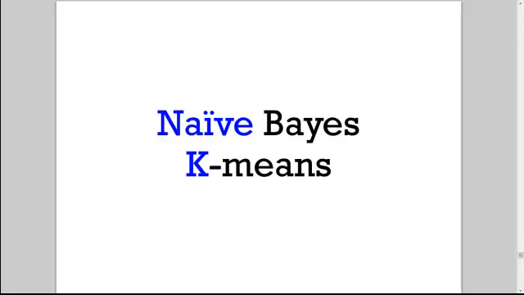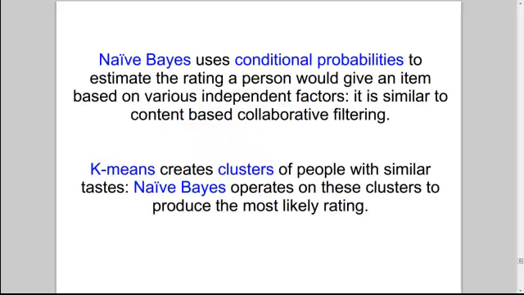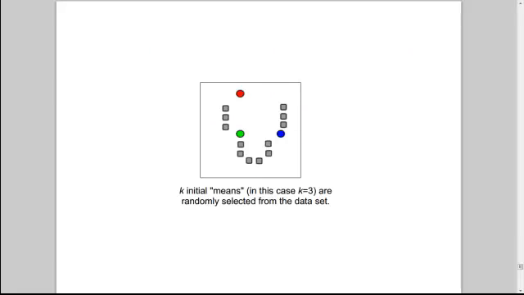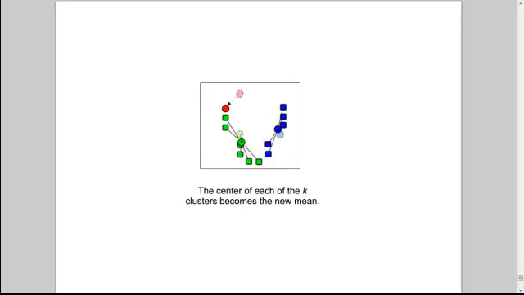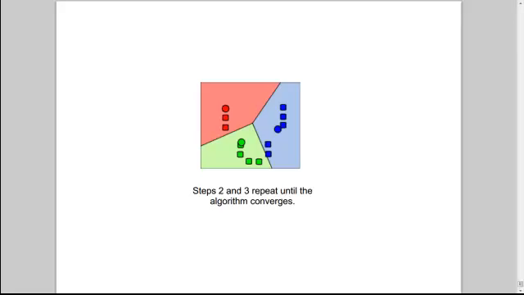Naive Bayes and k-means are very different. Naive Bayes uses conditional probabilities from groups of similar users in order to predict ratings. And k-means creates these clusters for naive Bayes to work on. How k-means works is it starts with a set of data and creates a set of means arbitrarily. It then clusters the data into however many clusters you wanted, then calculates the average of the new clusters, and then those become another set of new clusters. And it does this until the algorithm converges.